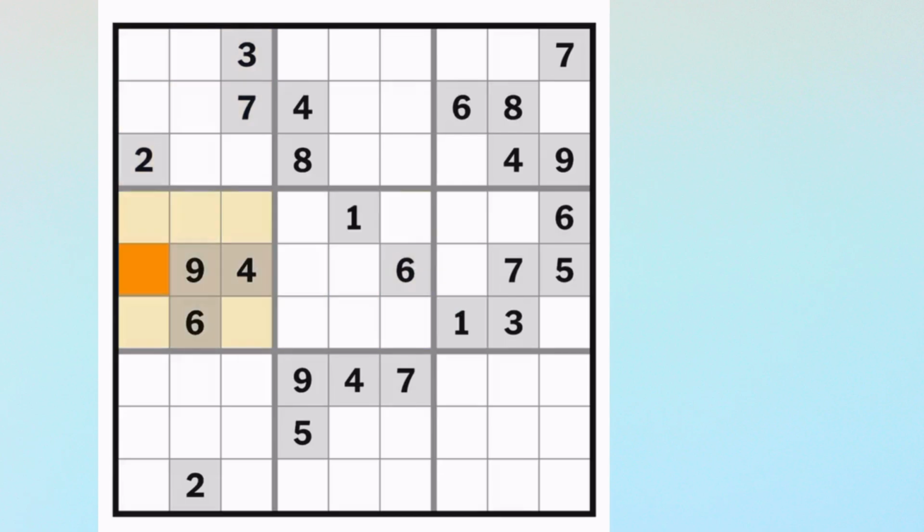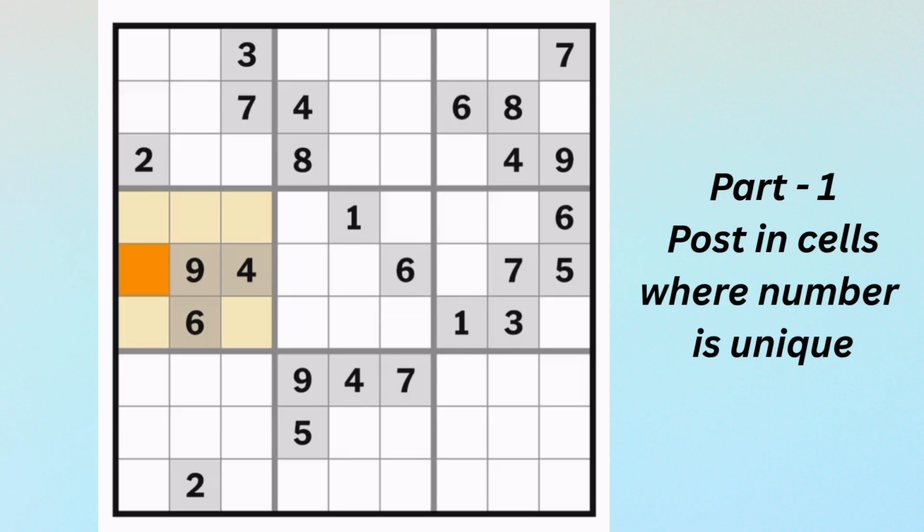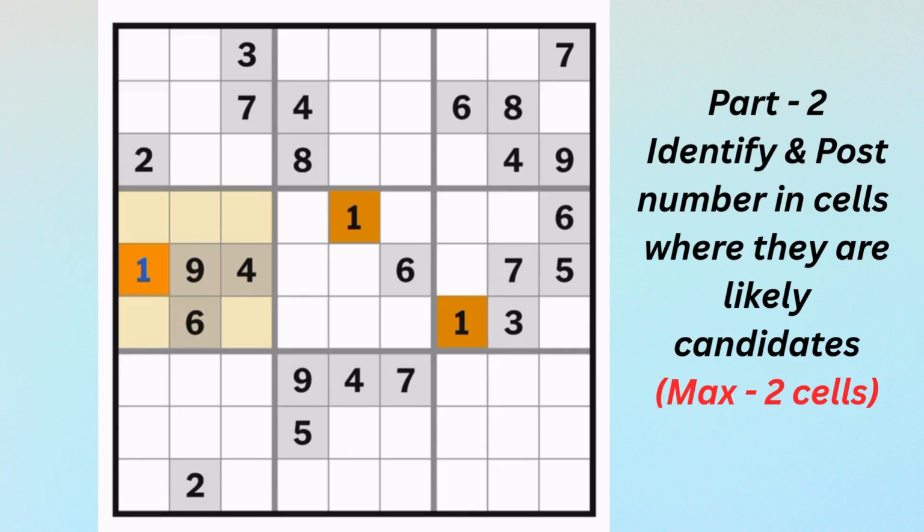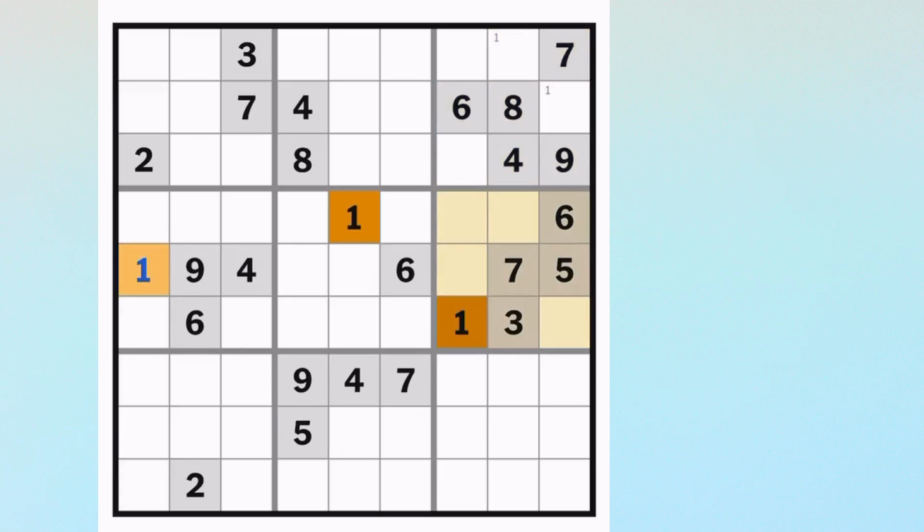So here we find the cell where number 1 is unique. So we are going to post it there. Then once we complete identifying these cells with unique numbers, we identify cells where this number can be a likely candidate in a maximum of 2 cells in that block, row or column. So for example, in this row, 1 is a likely candidate in these 2 cells. So that's it. So we go to number 2.